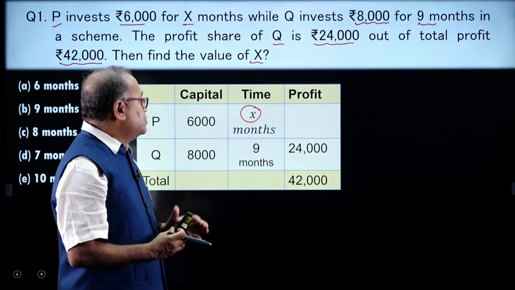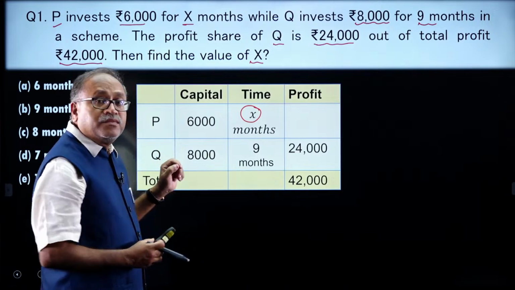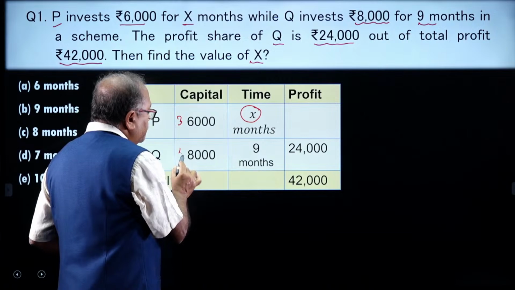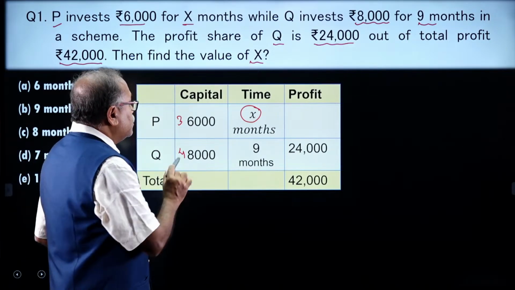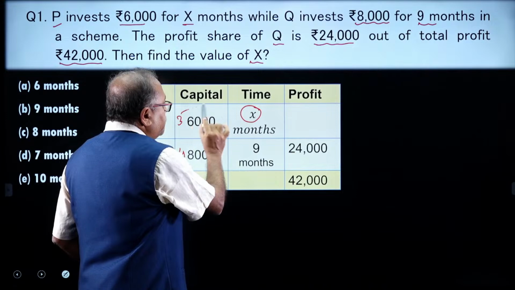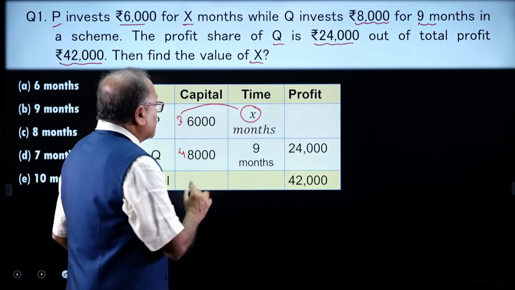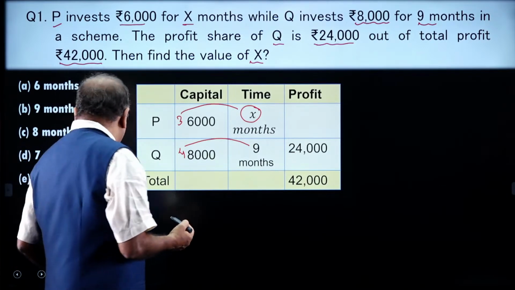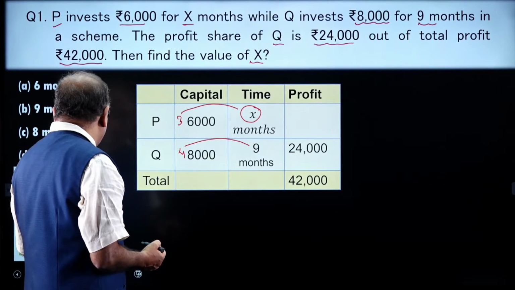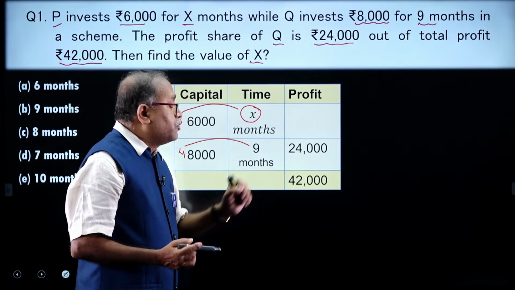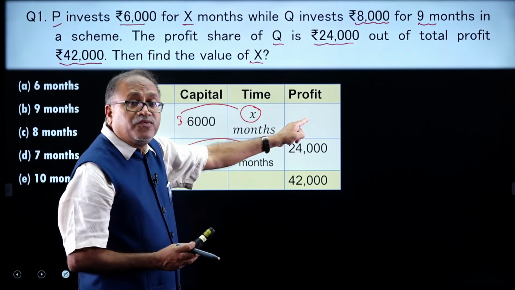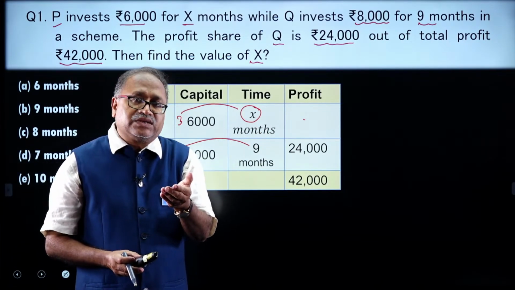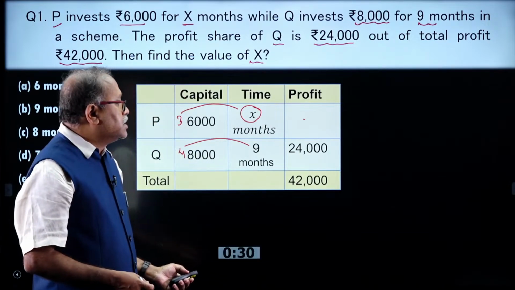How do we approach this one? I know the capital ratio, which cancelled by 2 is 3:4. So what will be the profit and loss ratio? The profit and loss ratio is 3x to 4 times 9, which is 36. Once you get the profit and loss ratio, and you know one profit, you can find out the other profit, and once you get that, you will be able to find out the value of X. Let's go, I am giving you 30 seconds to answer it.